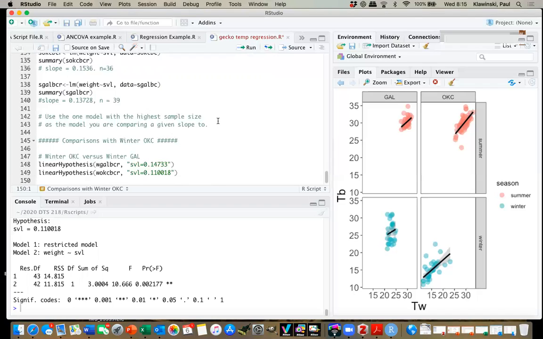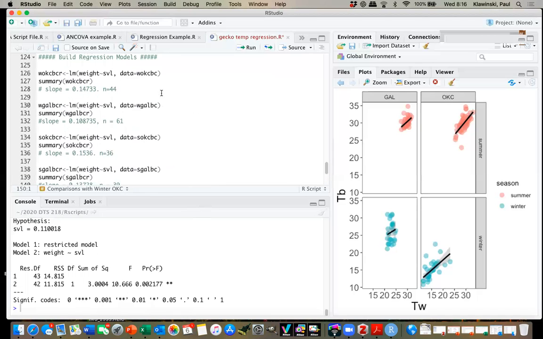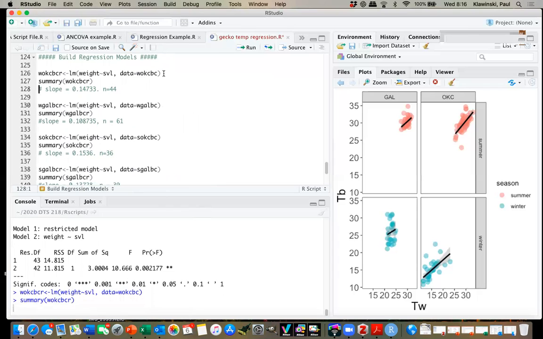In this case, you're taking a slope that was based on 61 observations and you're comparing it to a model that is based on 44 observations. Because you're comparing this slope to a model with a smaller sample size, it's harder to tell those slopes apart because this has a lower R-square value probably than the model with 44. Let's go back and rerun these.